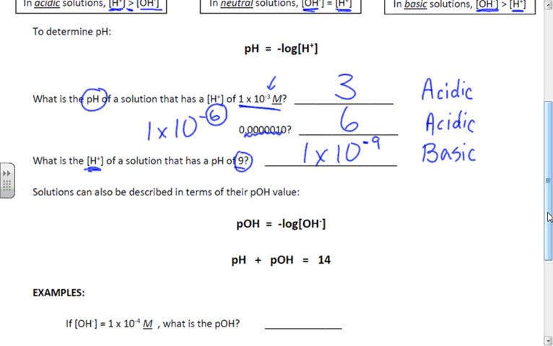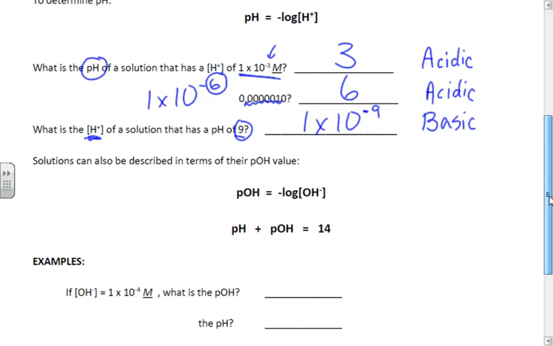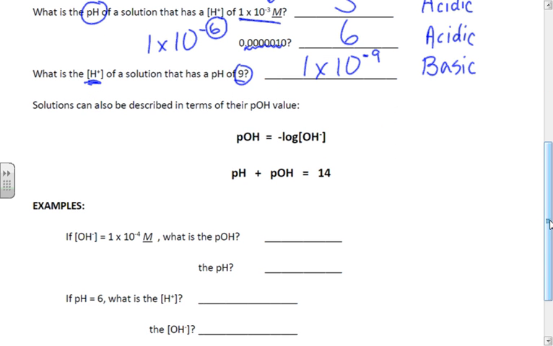We can also describe solutions using something called a pOH value, or the potential of hydroxide. It's figured out in a very similar fashion, but one of the things we can use to help us find it is the fact that the pH and the pOH add together to equal 14. So if I know the pH, I just subtract it from 14, and that'll be my pOH.